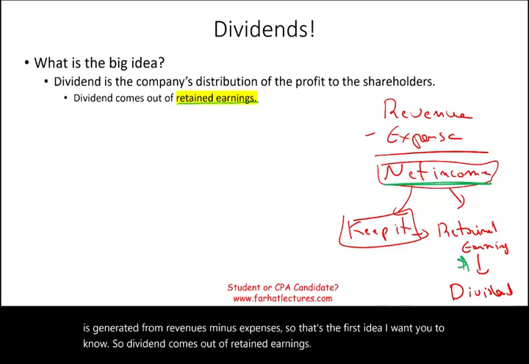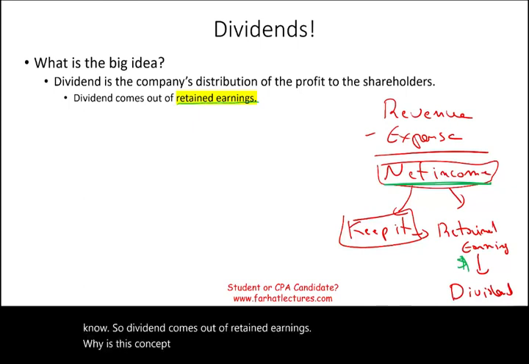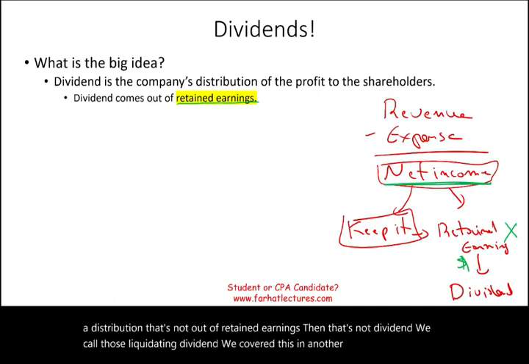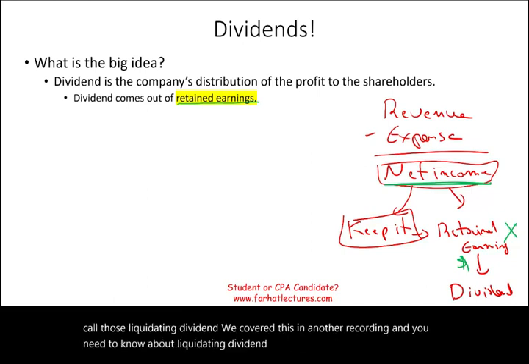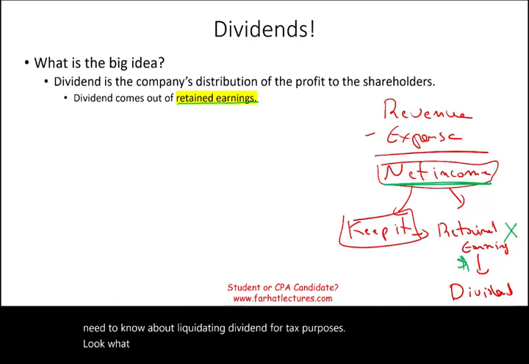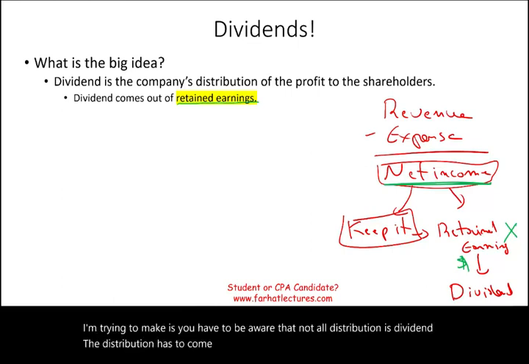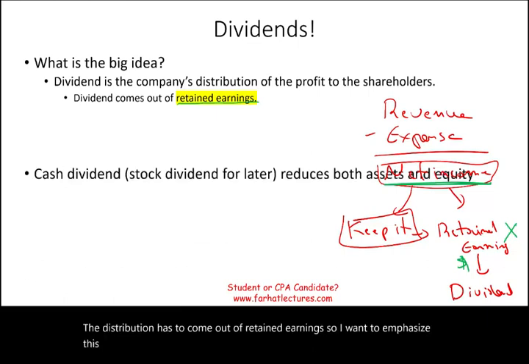Why is this concept important? Because sometimes the company could give you a distribution that's not out of retained earnings, then that's not dividend. We call those liquidating dividend. We covered this in another recording, and you need to know about liquidating dividend for tax purposes. Liquidating dividend is beyond the scope of this lesson, but the point I'm trying to make is you have to be aware that not all distribution is dividend. The distribution has to come out of retained earnings. So I want to emphasize this point as much as possible.